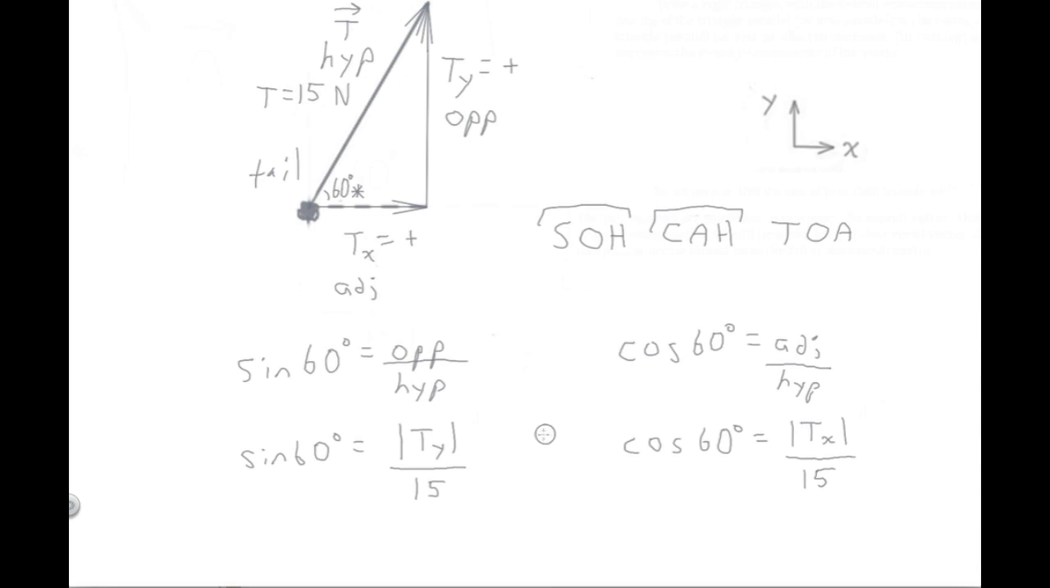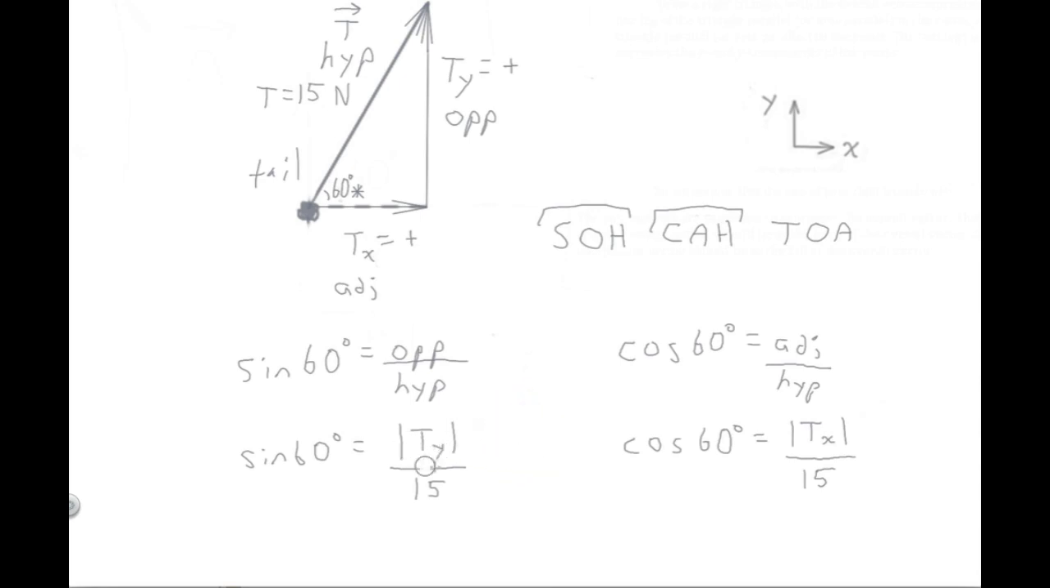Now, on this problem, because the components both happen to be positive, you would still get the right answer here, even if you left out the absolute value signs. But if one of the components were negative, it would be pretty important to include the absolute value signs here. So I recommend that you form the habit of using absolute value signs when you're determining your components for the SOHCAHTOA equations, because the SOHCAHTOA equations only tell you the magnitudes of the components. They don't tell you the plus or minus signs.